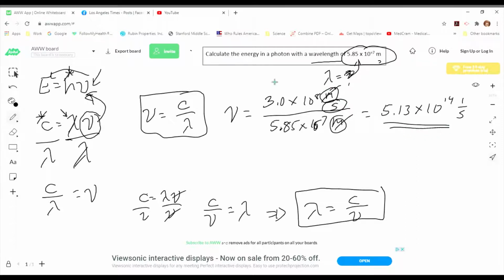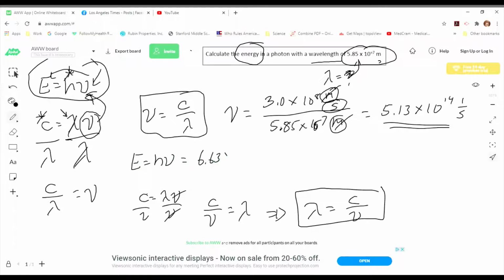That's not the answer. The answer is how much energy do I have? But that's my frequency. Okay, and we use this equation. We're not using this equation right now. If we were looking for wavelength, we'd use this equation, but we're not looking for that right now. Now, in order to get energy, all I have to do is use this other equation right here. Energy is equal to H times frequency.